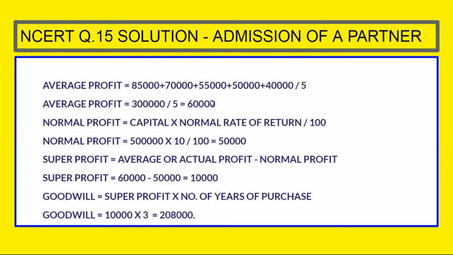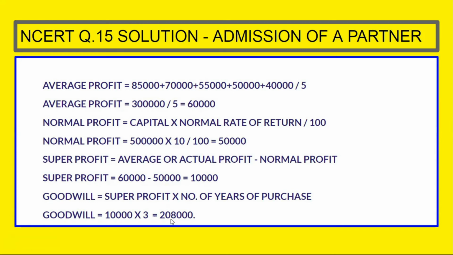So the average profit or actual profit is 60,000. The normal profit is 50,000. Super profit means average profit minus normal profit. So 60,000 minus 50,000, 10,000 is the super profit. And the goodwill is super profit into number of years of purchase. So in this question they have given goodwill is super profit into 3-year purchase.